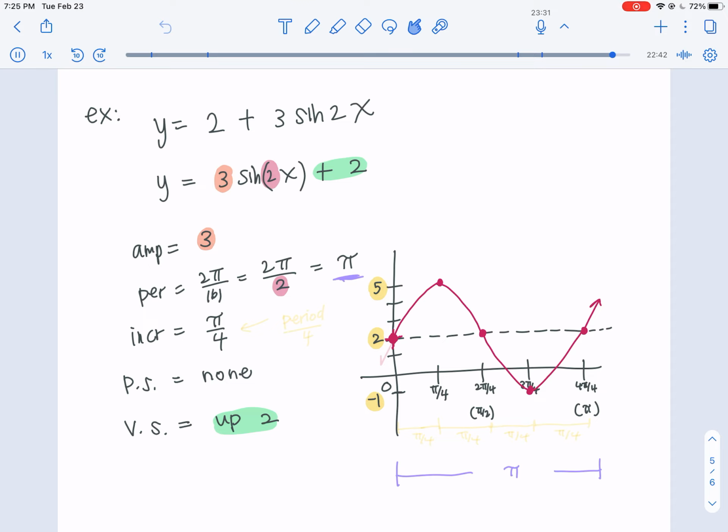Questions? Yes, Gigi. The increment? Yeah, how do you find that? So the increment is the period divided into 4 even intervals. So that way you know, this is pi over 4, right? This is pi over 4. This is pi over 4, right? Because it's pi divided into 4 even pieces. Okay. And that's why we added pi over 4 each time. Yeah? Other questions?